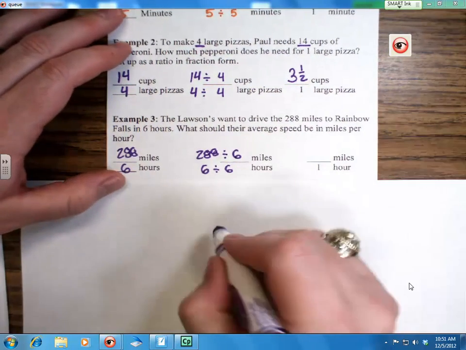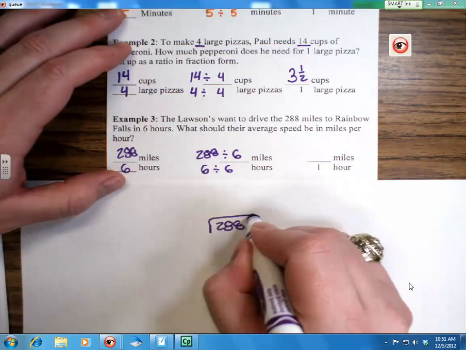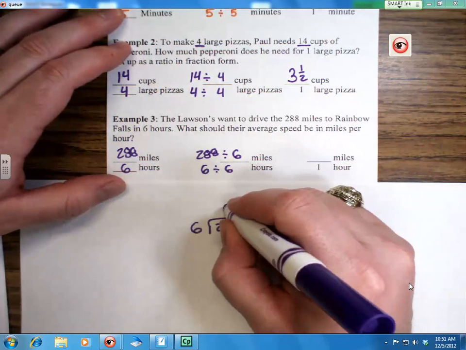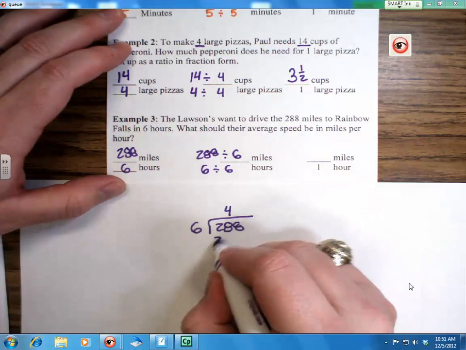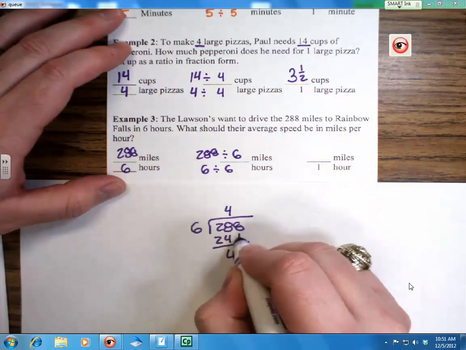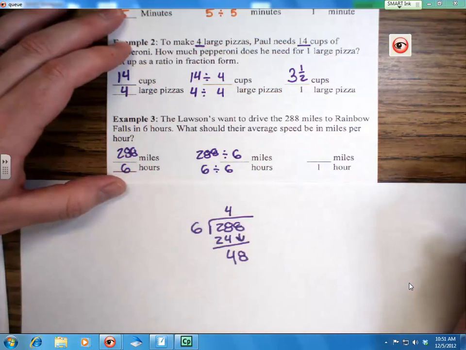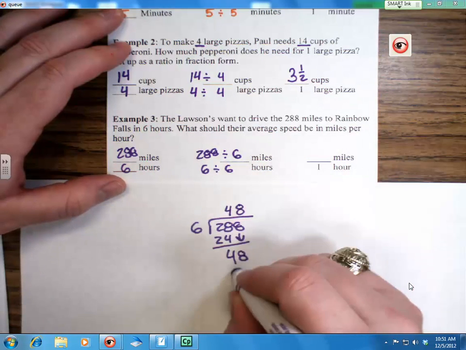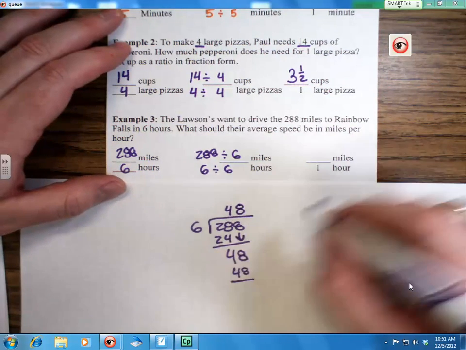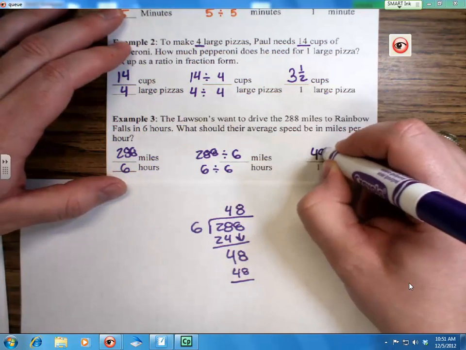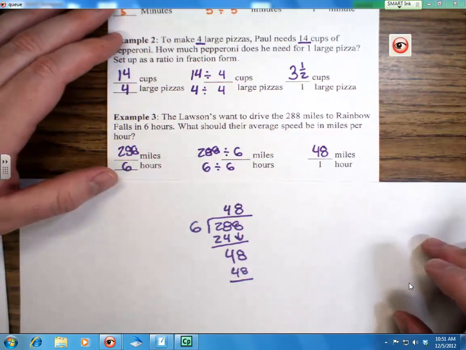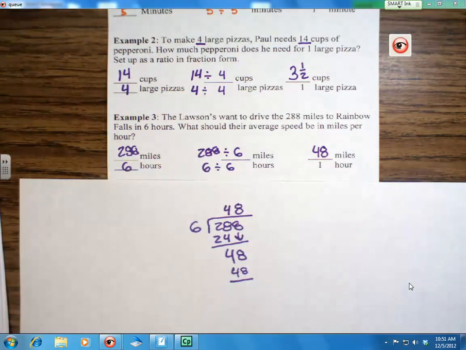If I divide 288 divided by 6, how many times does 6 go into 28? Which gives me 24, left over a 4. I'll drop down my 8 here. How many times does 6 go into 48? 8 times, which gives me 48, which is done. So I know that I'm going to have to drive 48 miles in 1 hour in order to drive 288 miles in 6 hours. Questions on that one?